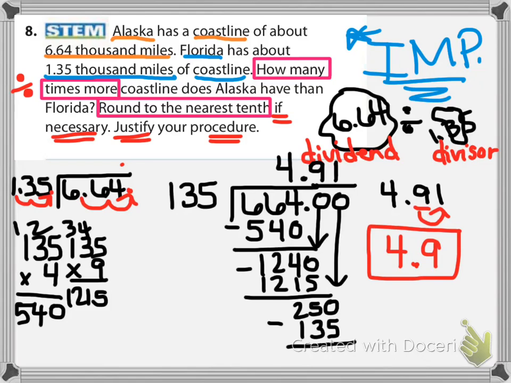Now this is a word problem, so the answer would be Alaska's coastline is about 4 9/10 times larger than Florida's coastline. But if I'm rounding it to the nearest tenth, that's what I would round it to. I can't put 4.91 because that's hundredths place. It continues to go, but I'm allowed to stop dividing because I'm going to round it to the nearest tenth. So the answer would be 4.9.